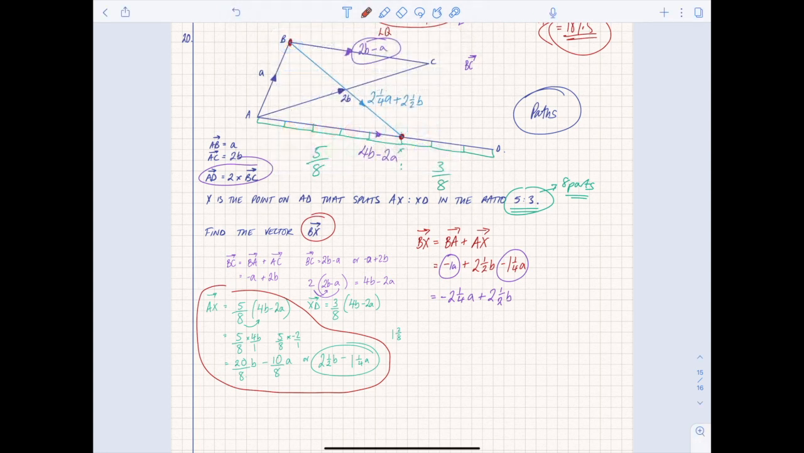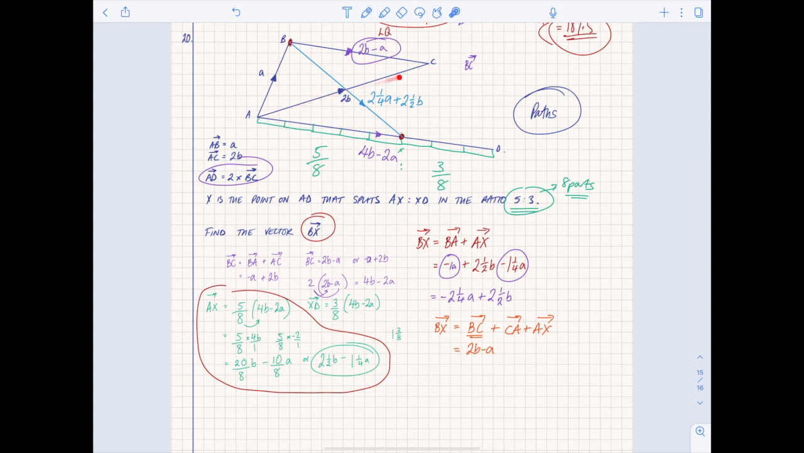So the last way I'm just going to show you is that if I do it a different way, you'd get the same answer. So if I wanted to go b to x, what I'm now going to do is go this way, and this way. So b to c plus c to a plus a to x. They are my 3 bits I'm taking. So b to c we know is 2b minus a. So that's b to c, that bit there.